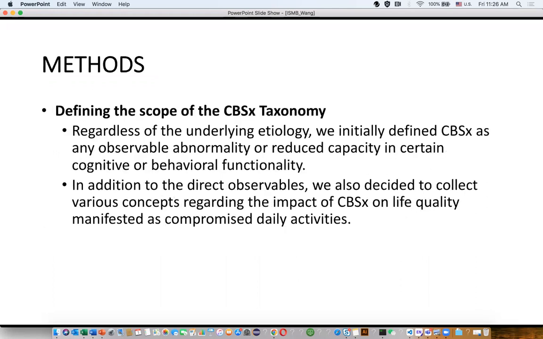We first define the scope of the CBSX taxonomy. Without considering the underlying etiology, we initially defined CBSX as any observable abnormality or reduced capability in certain cognitive or behavioral functionality. In addition to the direct observables, we also decided to collect various concepts regarding the impact of CBSX on life quality, such as compromised daily activities.